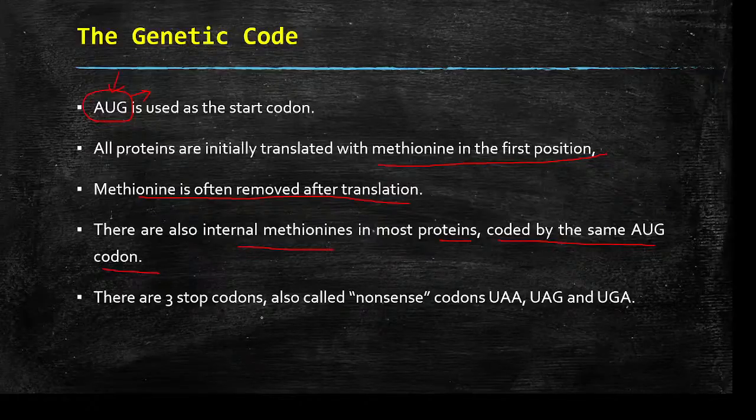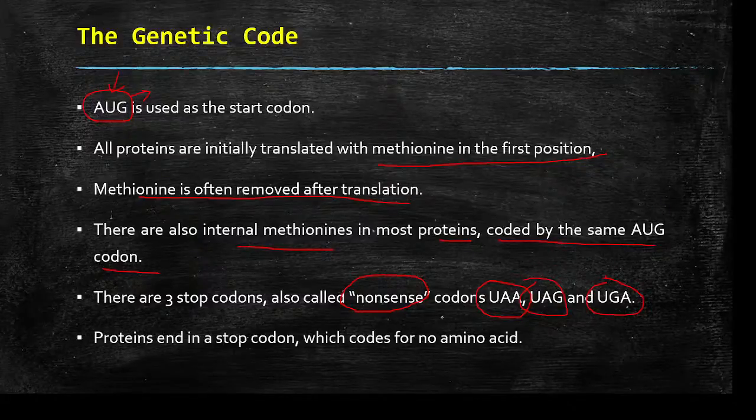So there are 3 stop codons, also known as nonsense codons. When a nonsense codon is come across, that is UAA, UAG and UGA, the translation will stop. Proteins end in a stop codon, which codes for no amino acid. So these 3 codons, UAA, UAG and UGA, do not code for any amino acid during translation.